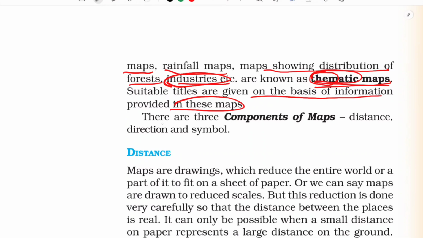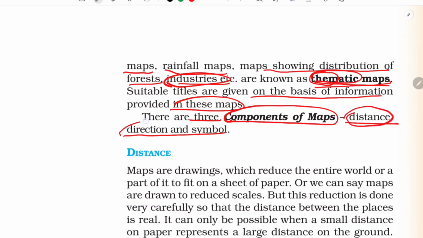Okay, now let us see about the components of maps. Distance, directions, and symbols. There are these three components of a map. They are distance, directions, and symbols. One by one, first we will see about the distance, then we will see about the direction, and we'll come to symbols.